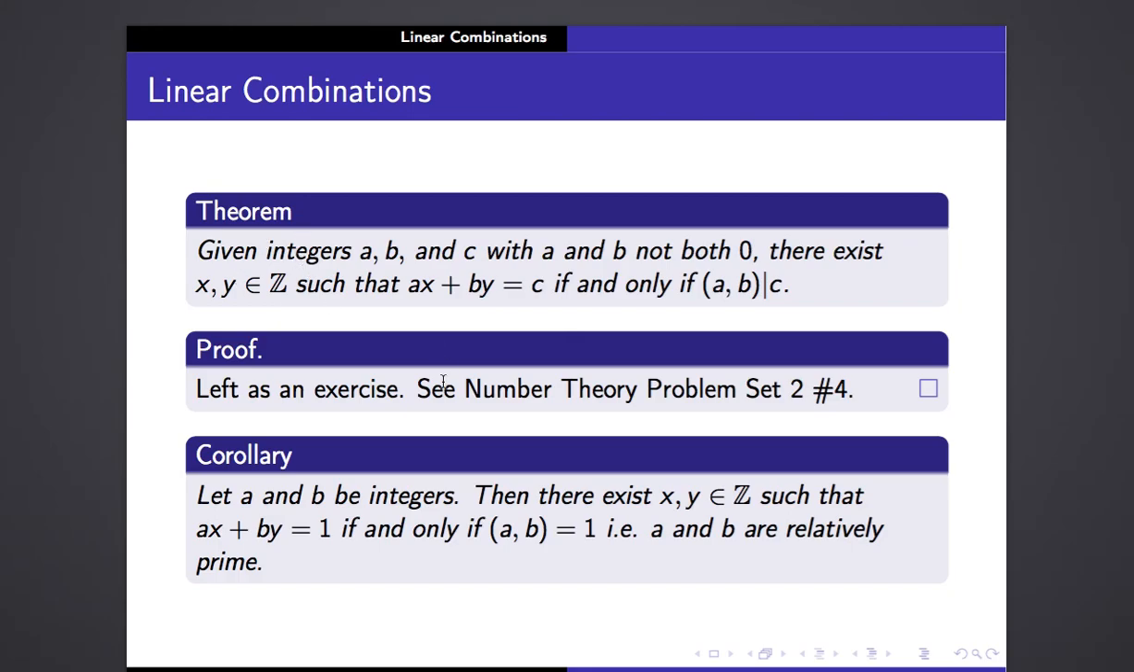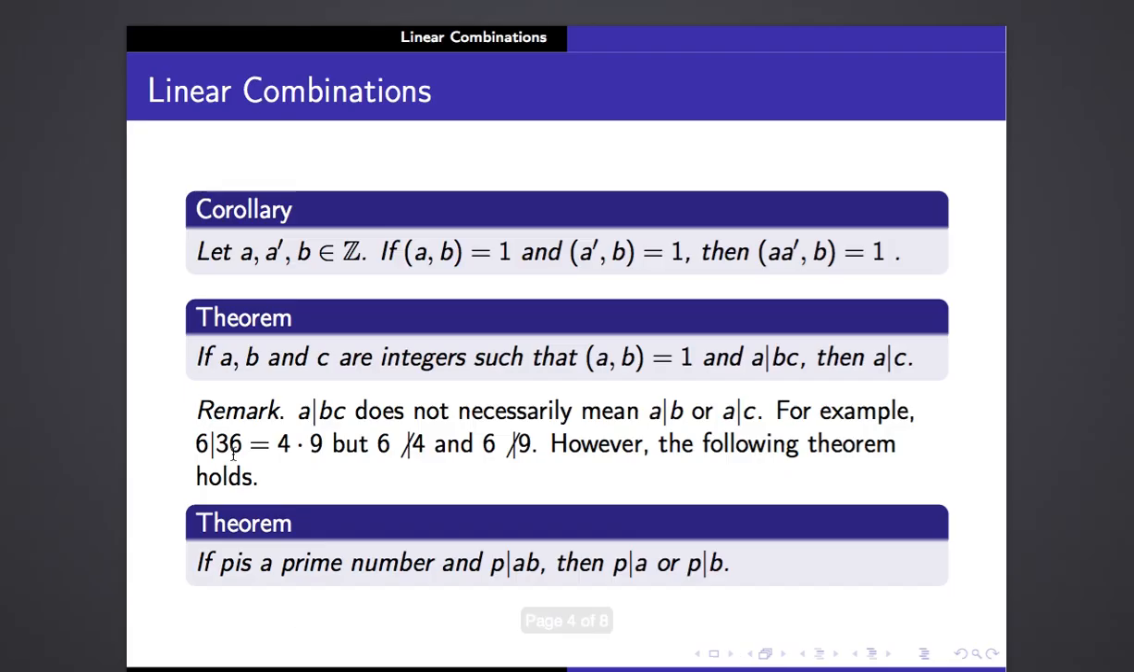Okay, so you would clearly see that. Let's move on to the next one. Here's another corollary. Let a prime and b be integers. If a and b are relatively prime, and a prime and b are relatively prime, then a times a prime and b are relatively prime as well. This one we are going to prove.